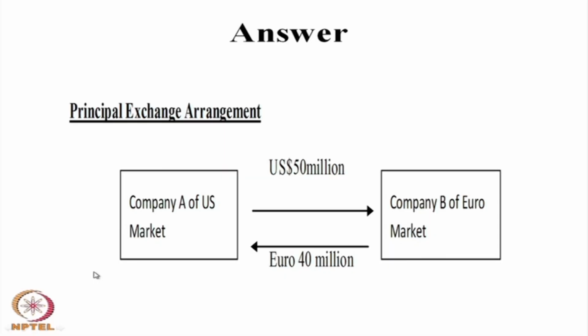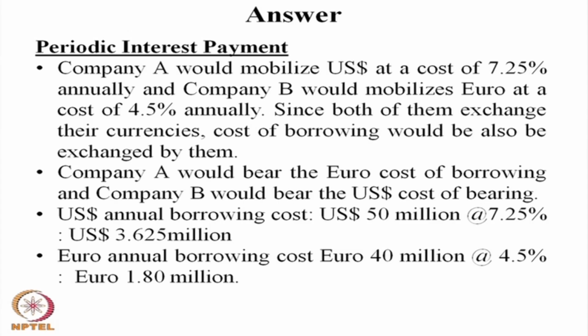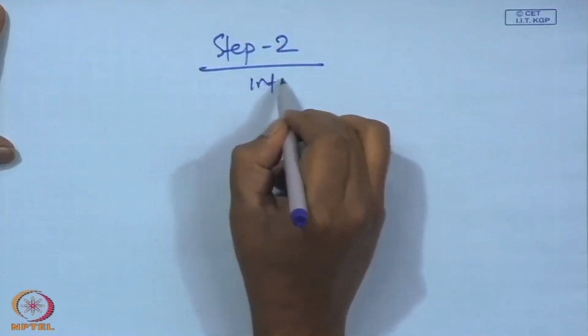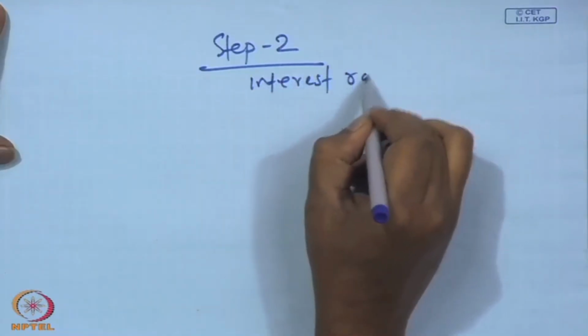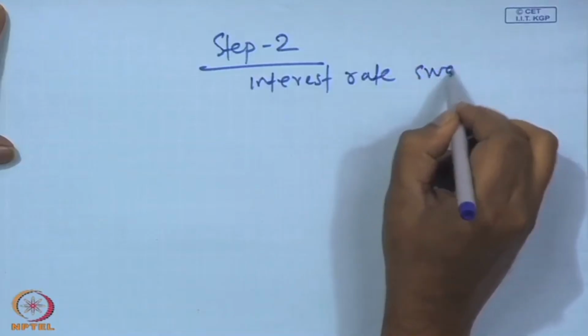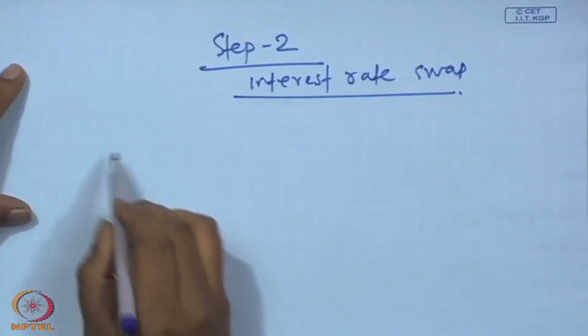If you see the diagram here, company A in the US market raises 50 million and sends it to company B in the European market, and then European company B raises 40 million euro and gives it to company A in the US. The principal transaction is over, as I mentioned. Now the second step is the interest payment transaction, or interest rate swap.